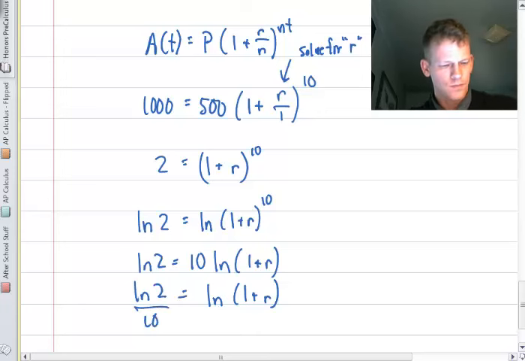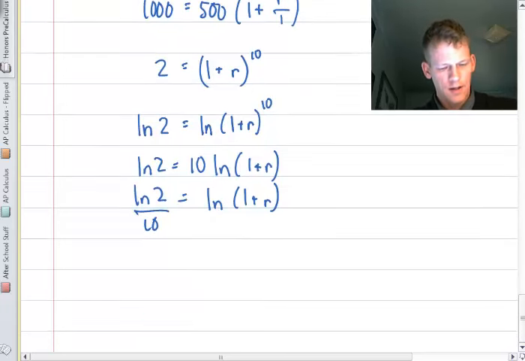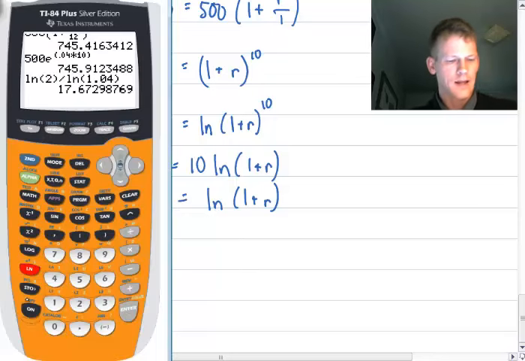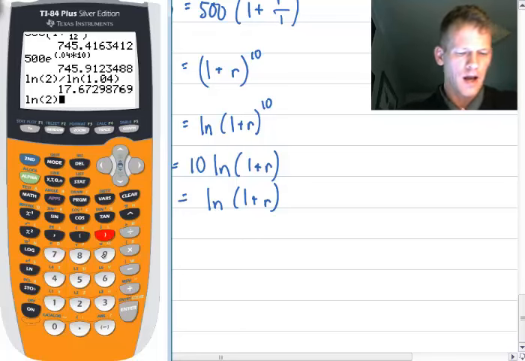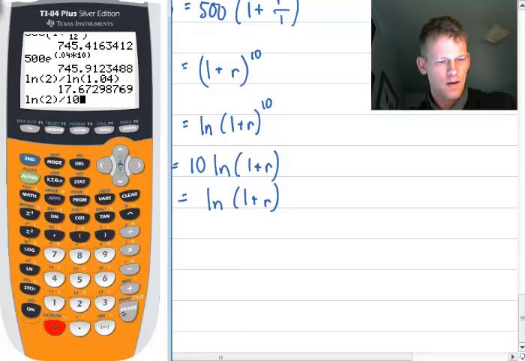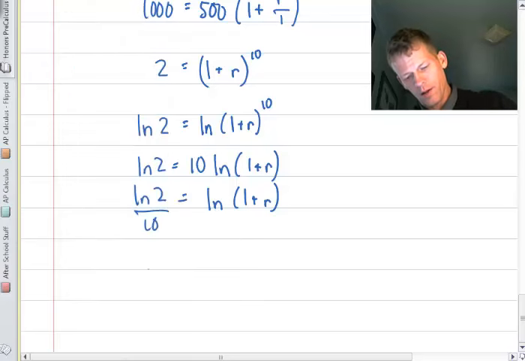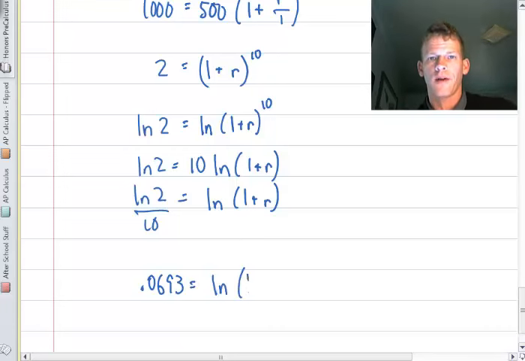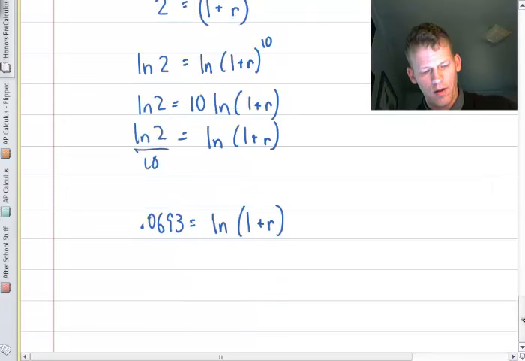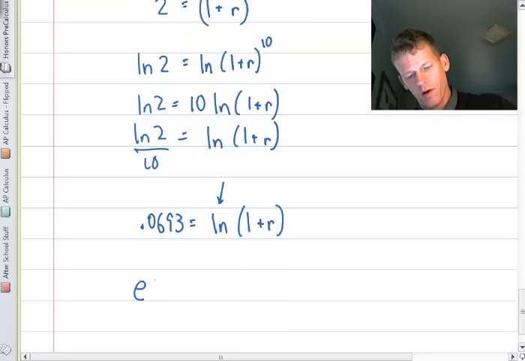Now what I'm going to do is use my calculator to compute that number. ln of 2 divided by 10, that's going to equal 0.0693. That's going to equal the natural log of 1 plus r. Now to get rid of natural log, I'm going to use the exponential function. I've got to use the inverse on both sides, so e to the 0.0693 equals e to the natural log of 1 plus r.